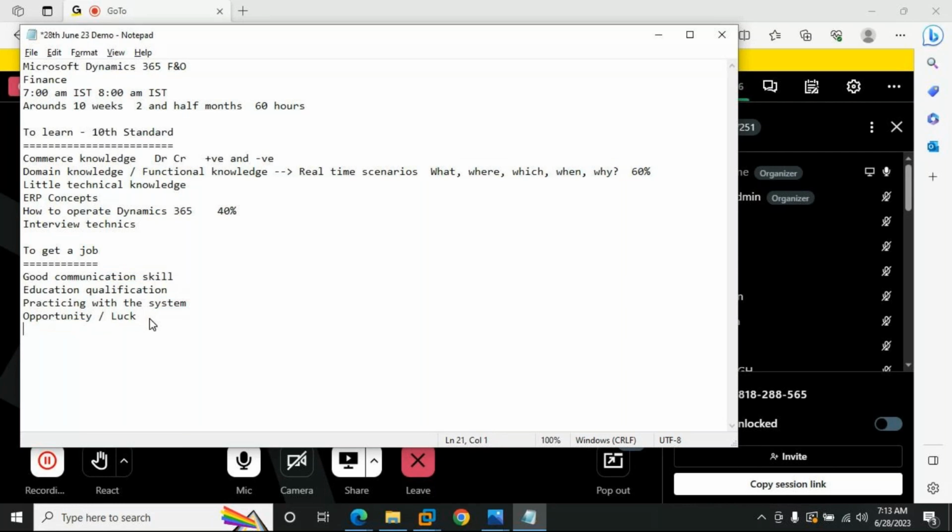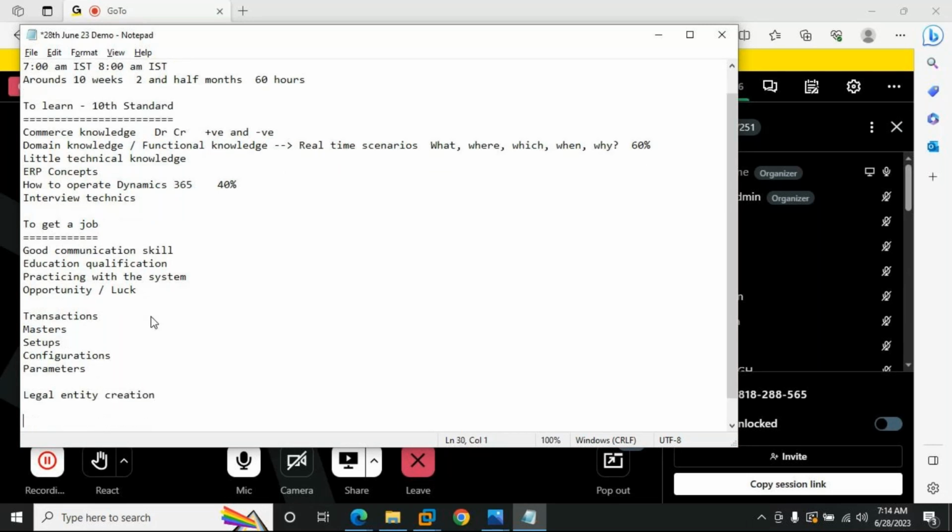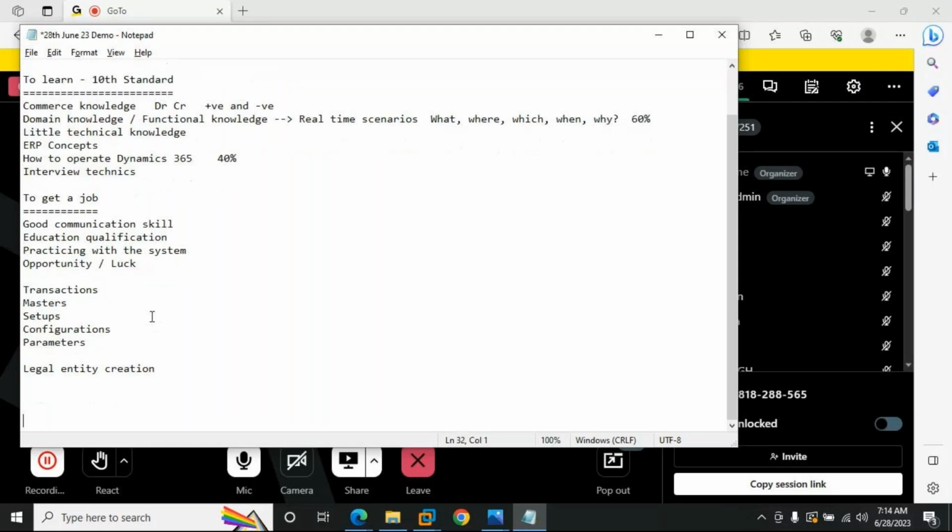So I will teach with transactions first. Then I will teach masters. Then I will teach setups. And I will teach configurations. Next, I will teach parameters. Then I will teach legal entity creation. Legal entity creation means company creation.